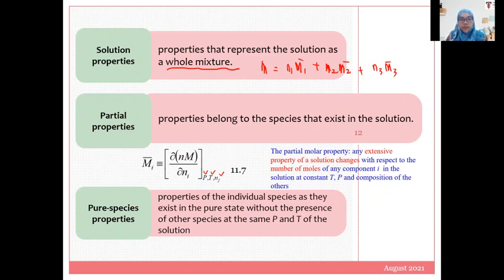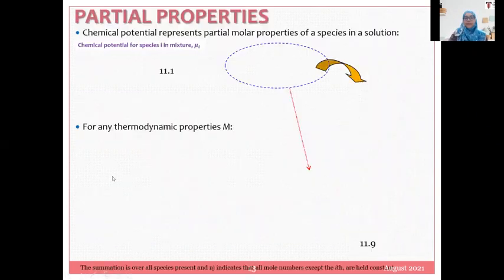The pure species properties are the properties of the individual species as they exist in one pure state, without the presence of any other species, at the same temperature and pressure as in the system. Okay, let's move to the detail of the partial properties.